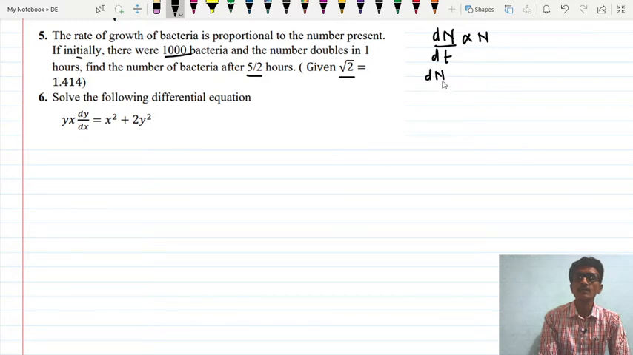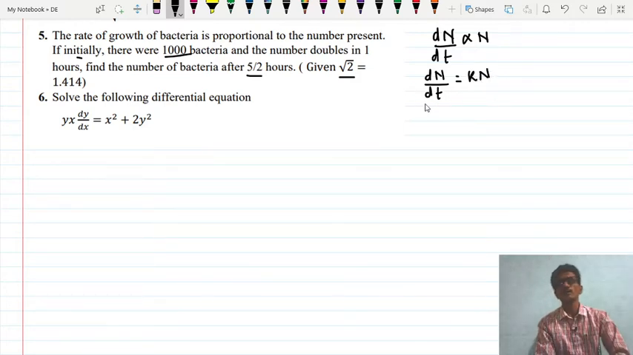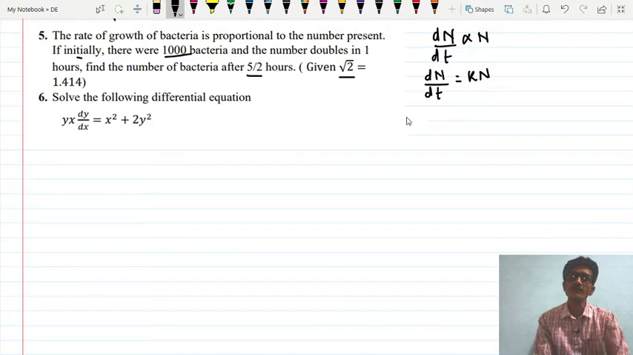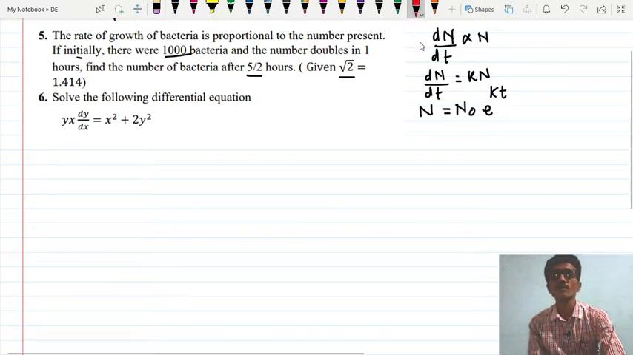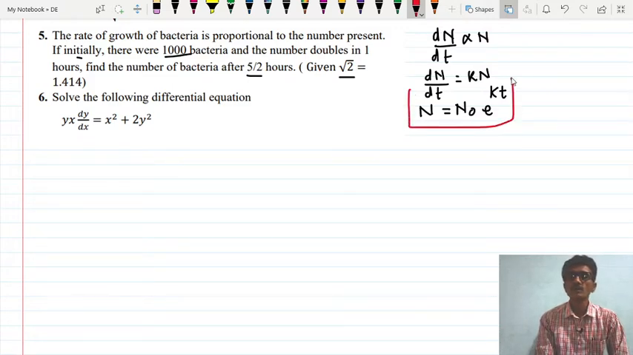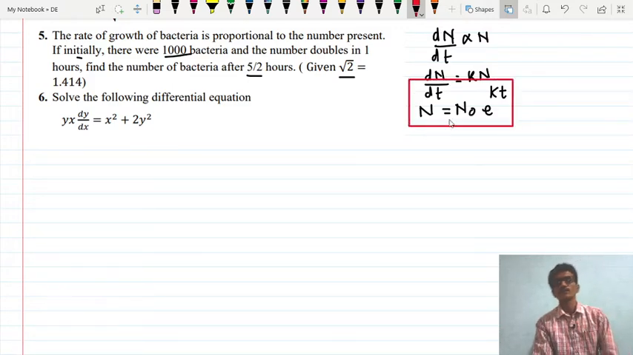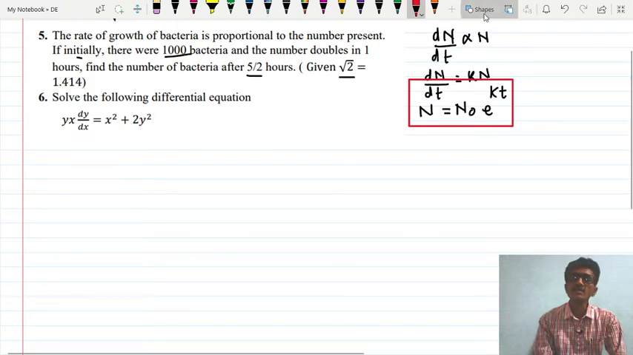dN by dt is equal to kN, where k is the proportionality constant. So it is in variable separable form and we further solve like the previous sum. This can be done. N is equal to N0 e raised to power kt. You can put it in this form. N is equal to N0 e raised to power kt. So here N0 is equal to what? N0 is the initial number of bacteria.